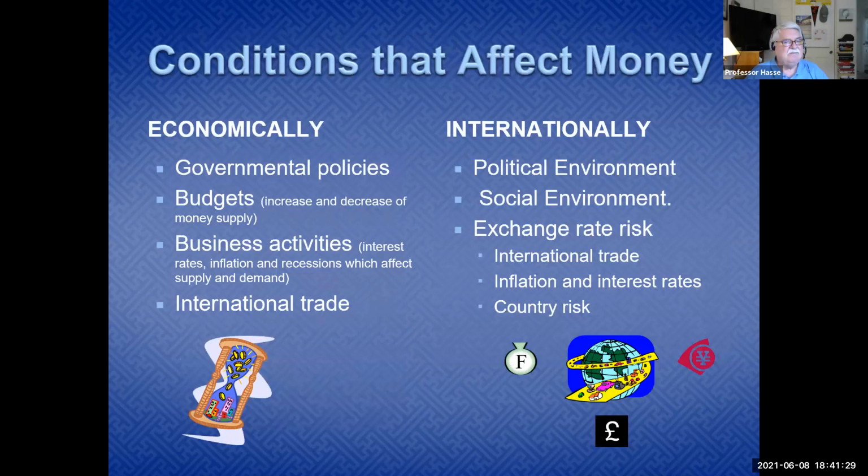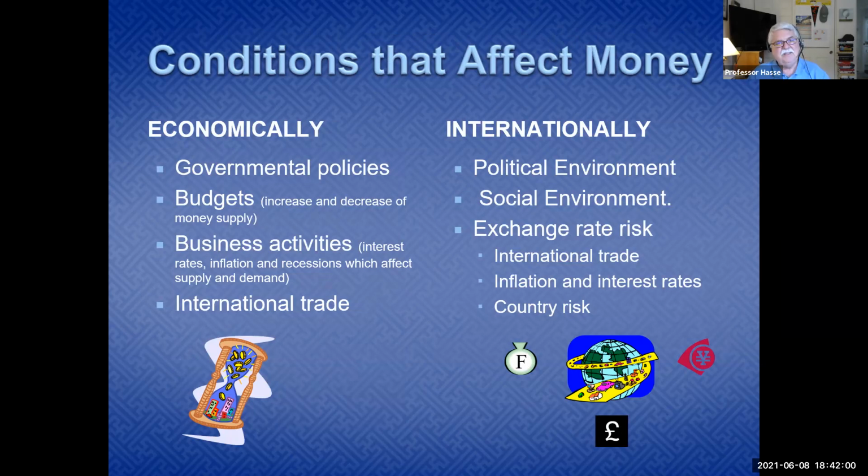And what are the environmental, social, political, governmental, and international conditions that affect our company? That's also a very important characteristic. Look at what's going on in the world these days over the last year and a half, two years. The pandemic, huge social and government policies and issues affecting our companies.